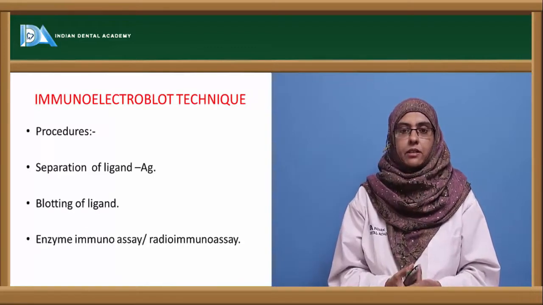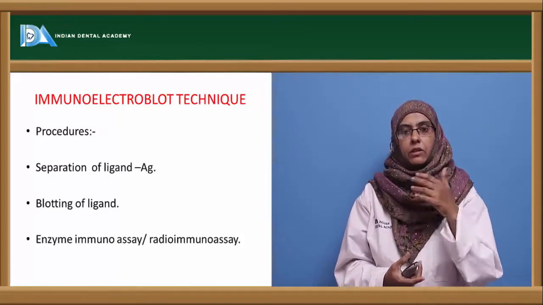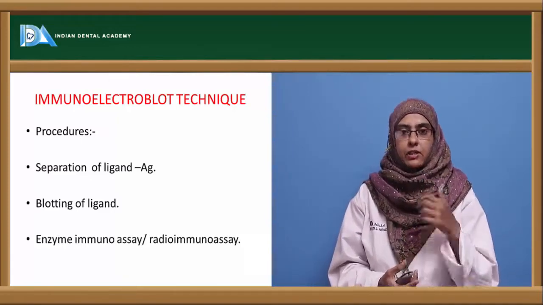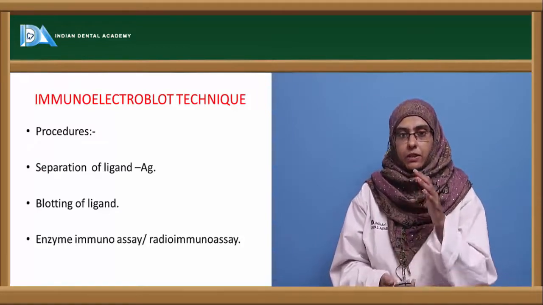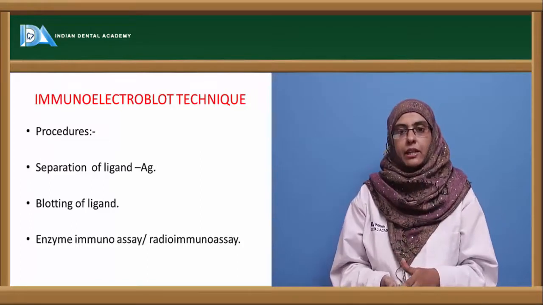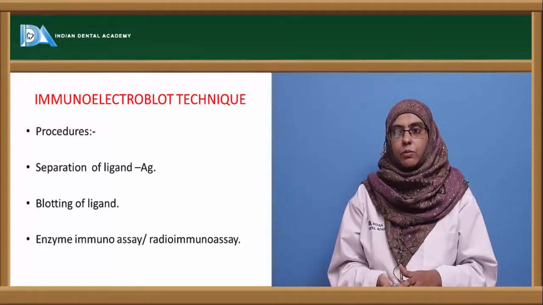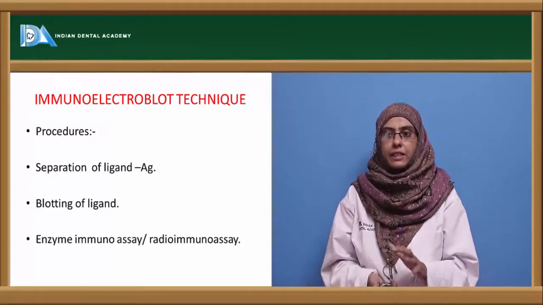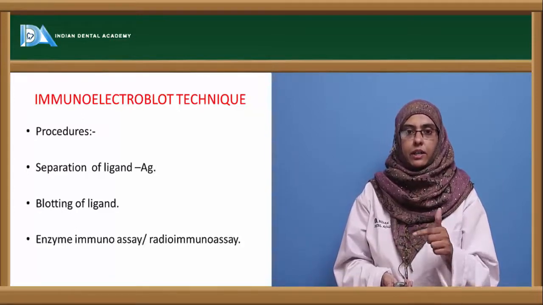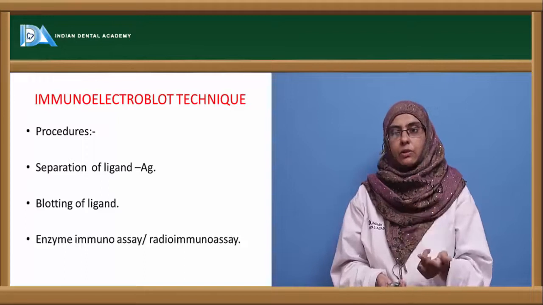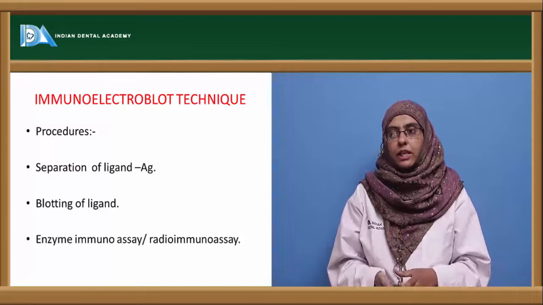Blotting technique is of three types, where we separate the DNA or the RNA or the protein, make it into single stranded form, and we blot it on the nitrocellulose membrane. So here the same technique is usually carried out, but we have three steps that take place in the immunoelectroblot technique. First we separate the ligand, that is the antigen, and then we fix it onto the nitrocellulose filter paper disc, and after this we go for the immunodiffusion. Either go for the enzyme immunoassay, or you can go for the radioimmunoassay.